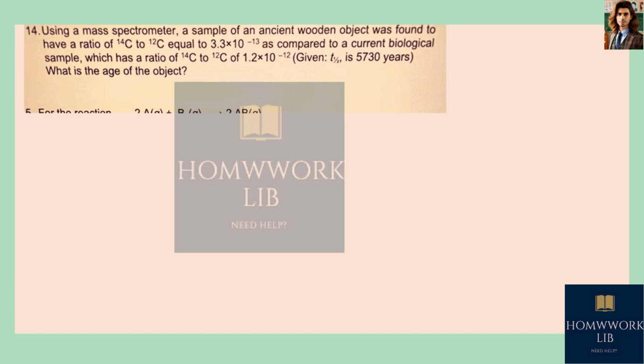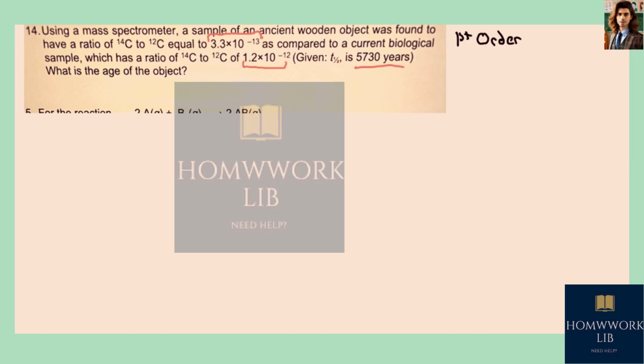Hi, so over here we're going to have a sample of an ancient wooden object that is going to have a ratio of carbon-14 with respect to carbon-12 equal to 3.3 times 10 to the minus 13. And we are going to compare it to a current biological sample that is going to be 1.2 times 10 to the minus 12. We're also told the half-life time for this process that is 5,730 years. And we need to remember that this is going to be a first-order process.